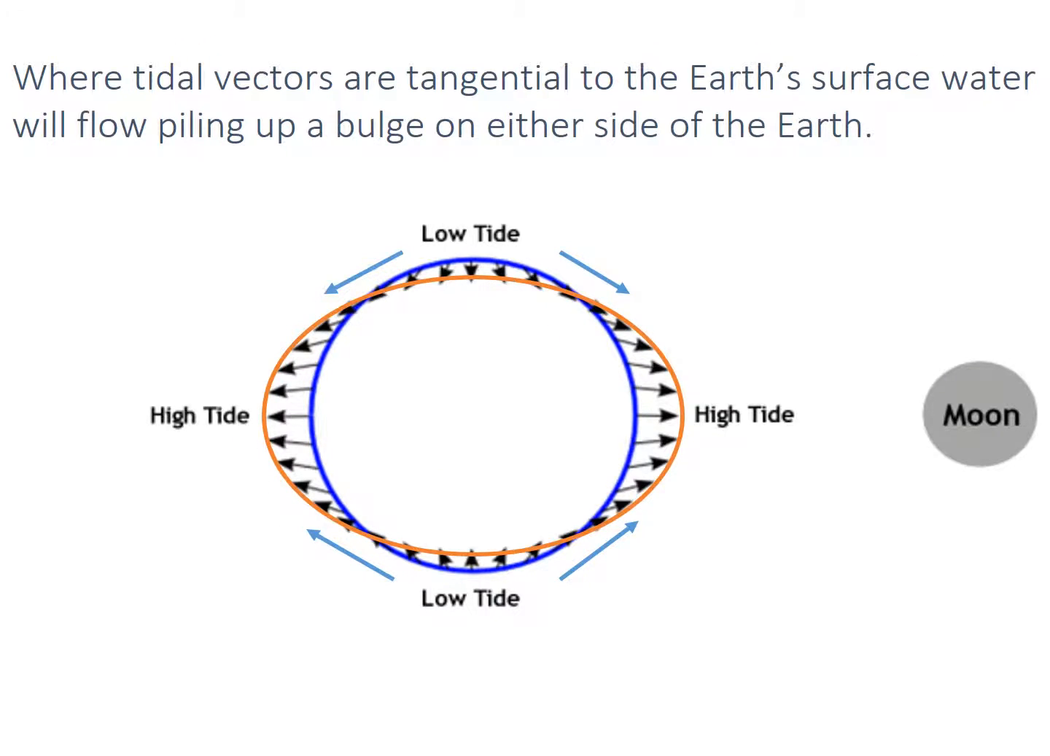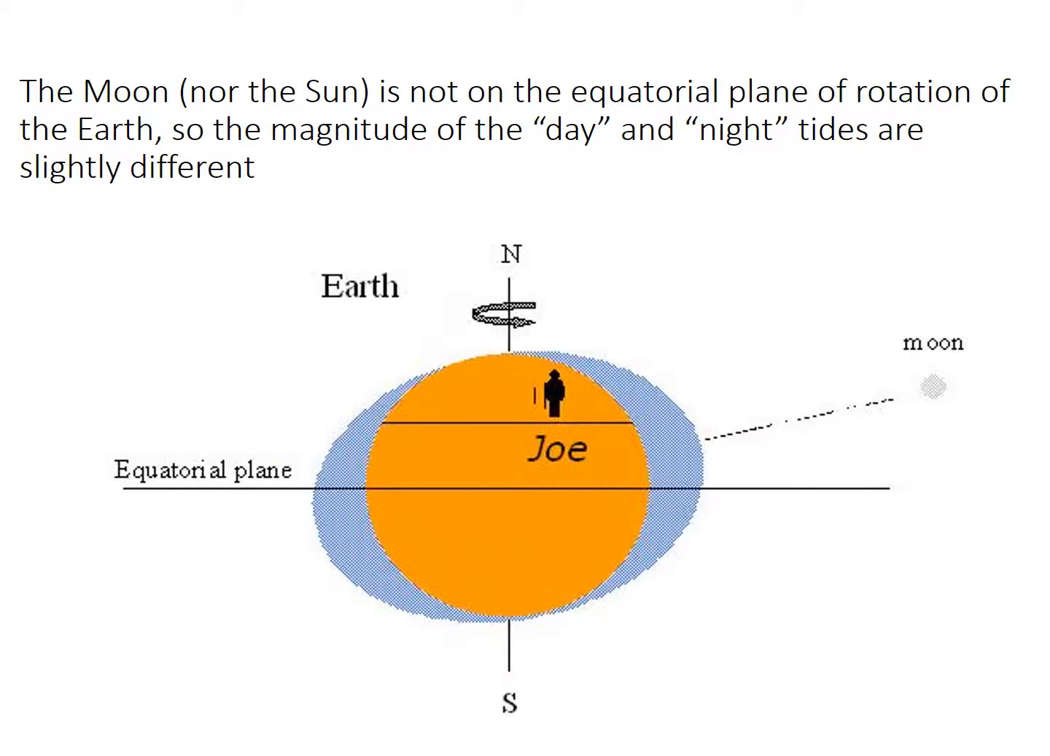Okay? So some little complexities to that is that the Moon, and in fact also the Sun, are not exactly on the axis, or perpendicular to the axis of rotation. So they're slightly off, and that causes one of these high tides. So if you're standing where Joe is here, you'd experience a much higher tide when you're looking towards the Sun or the Moon than on the other side. Okay, so each high tide is not the same as the one immediately preceding it.